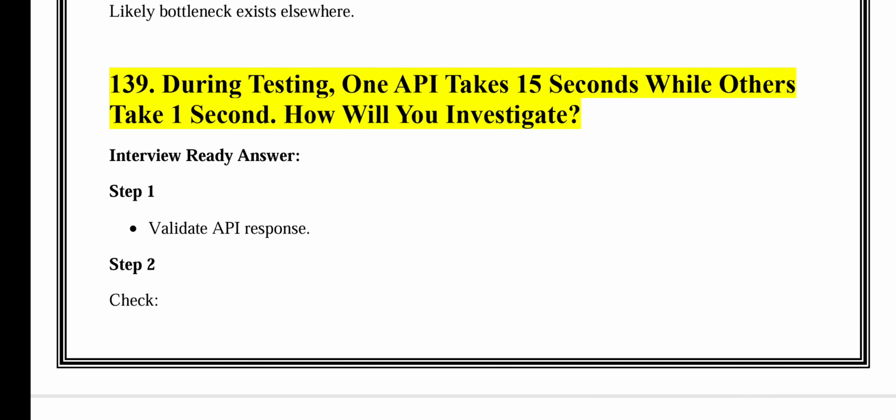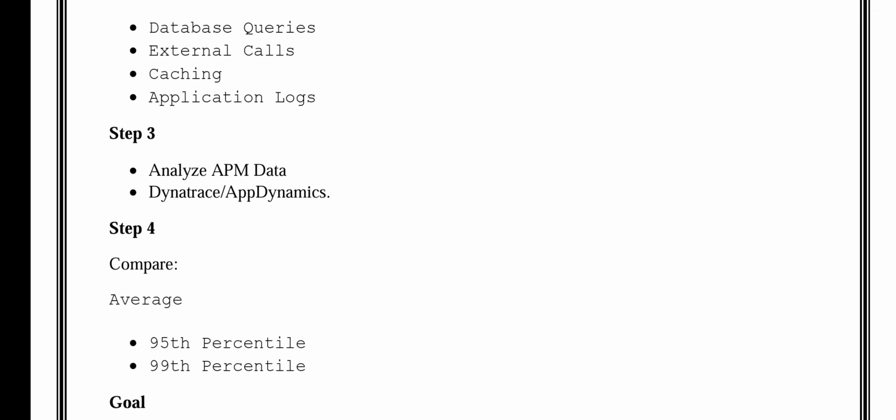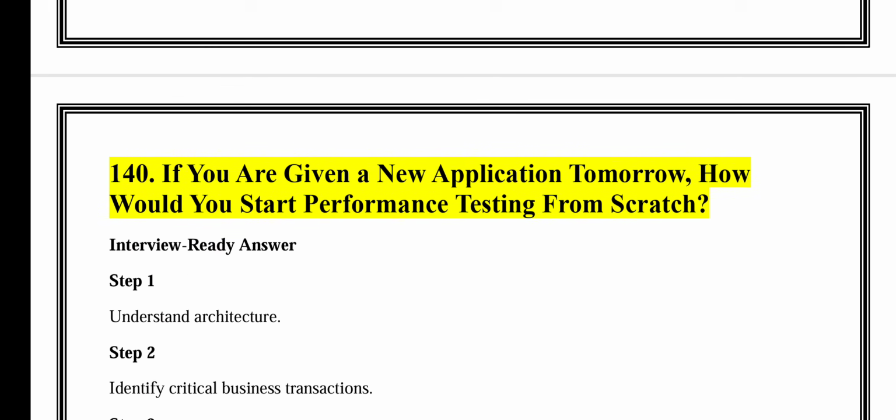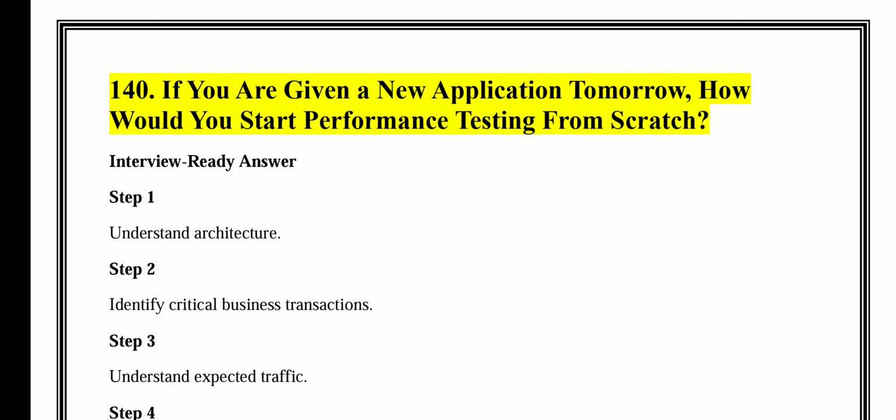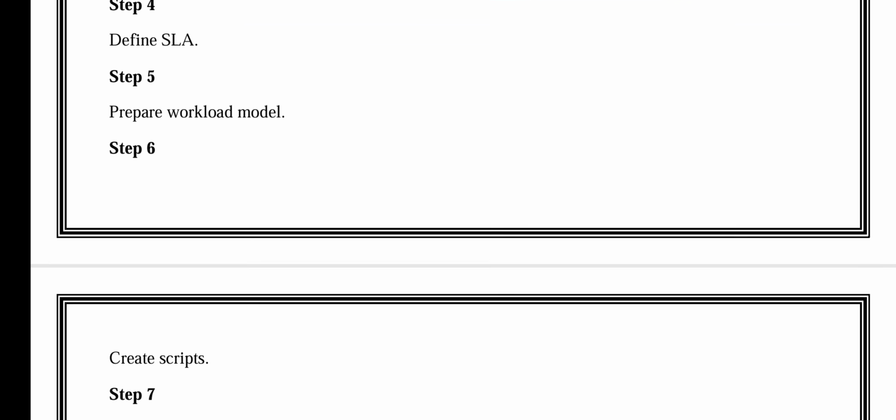During testing, one API takes 15 seconds while others take 1 second. How will you investigate the issue? If you are given a new application tomorrow, how would you start performance testing from scratch?